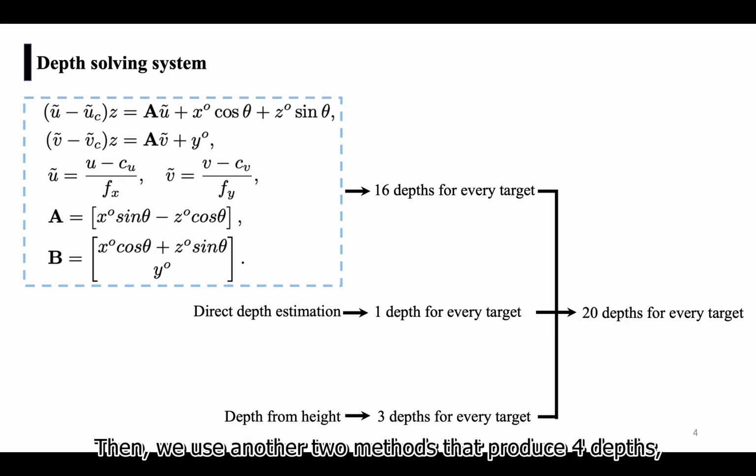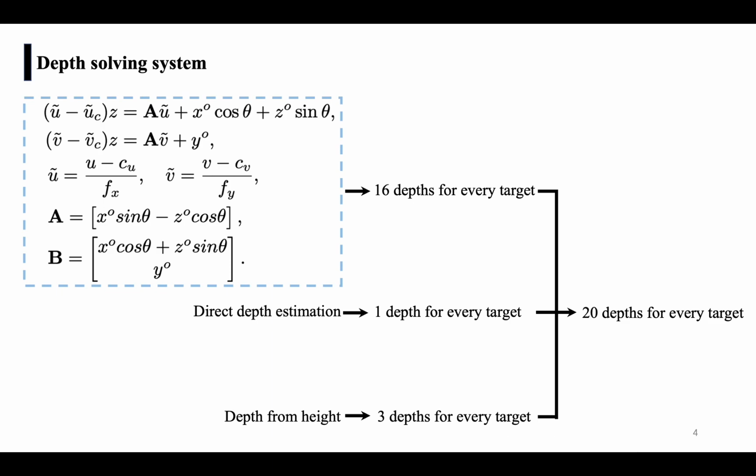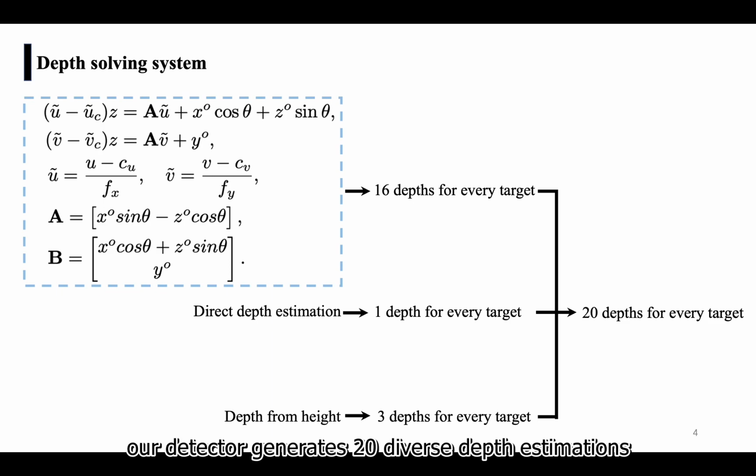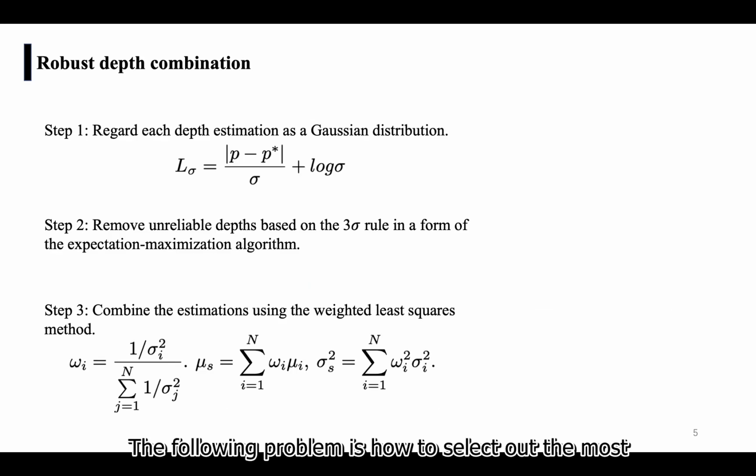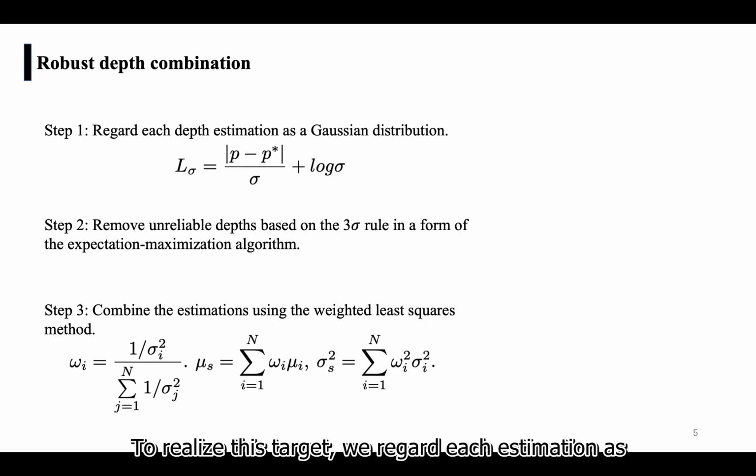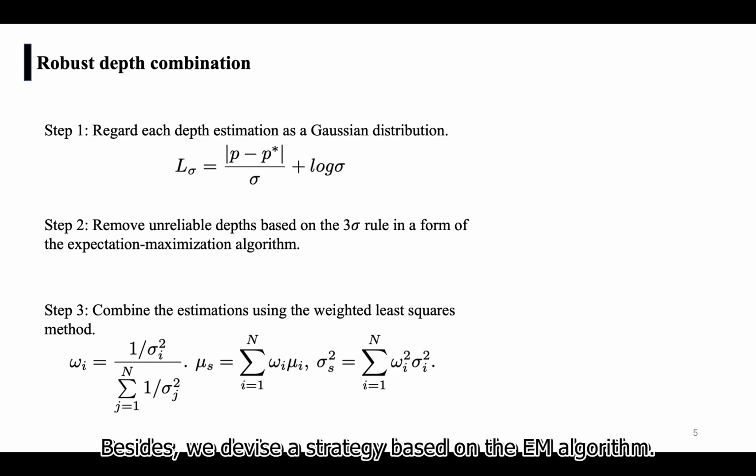Then we use another two methods that produce 4 depths. Our detector generates 20 diverse estimations for each target. The following problem is how to select out the most accurate depths from all these 20 estimations. To realize this target, we regard each estimation as a Gaussian distribution and predict its uncertainty. In this way, we can remove the unreliable values based on the 3 sigma rule.